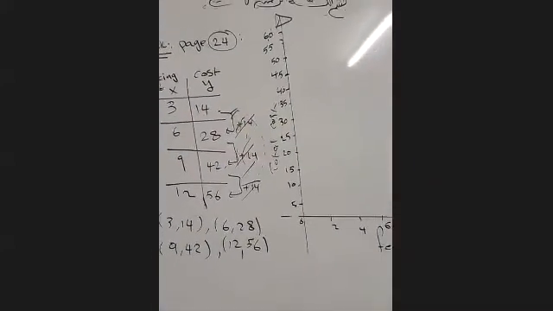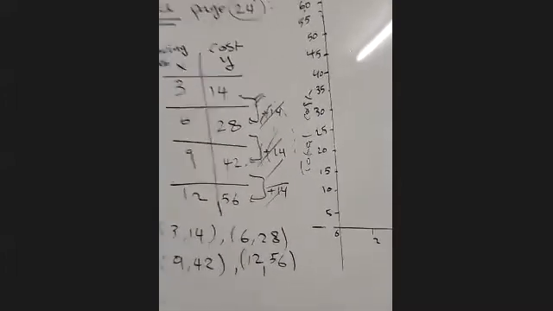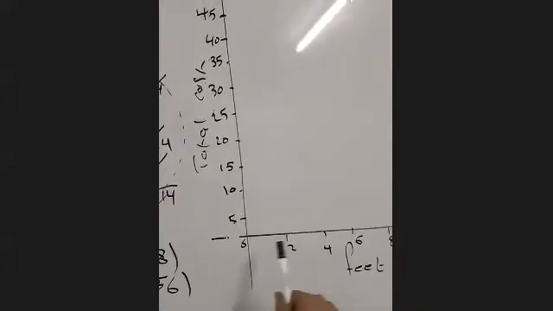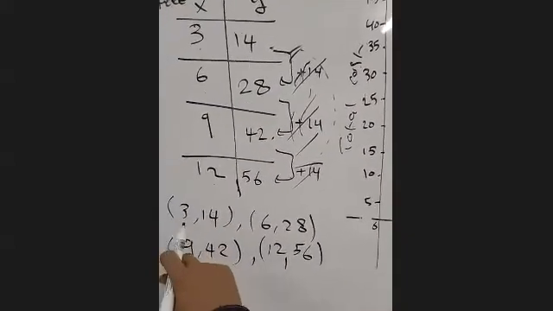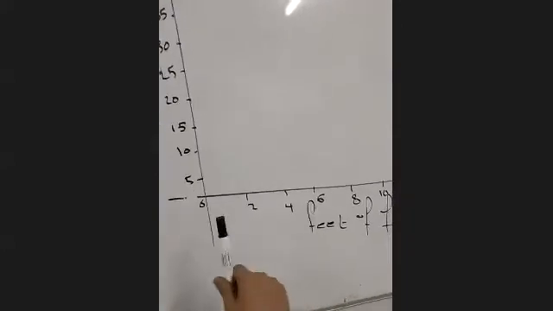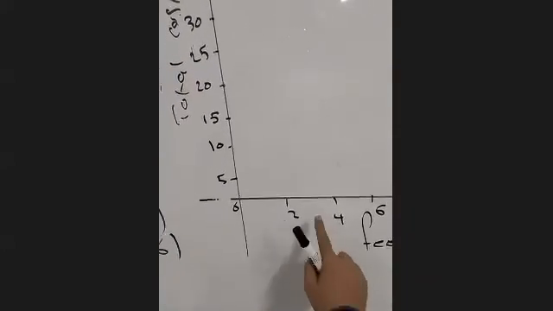3 and 14. Between 2 and 4. Wait, there is no 3 here, right? In the x-axis, we said always x, then y. Always x, then y. But in the x, there is no 3. But the 3 is here, it's hidden. This is the 3.